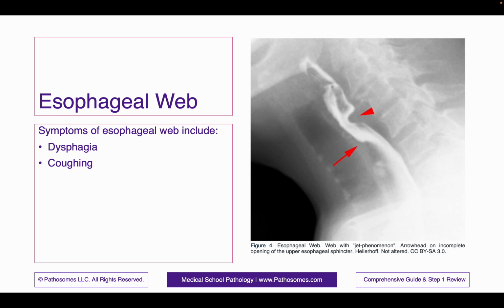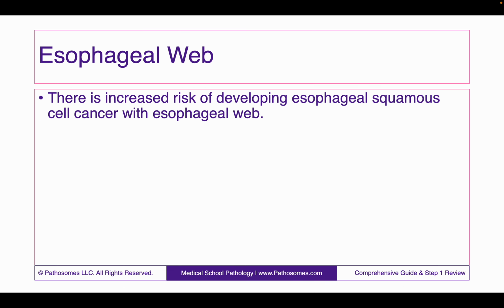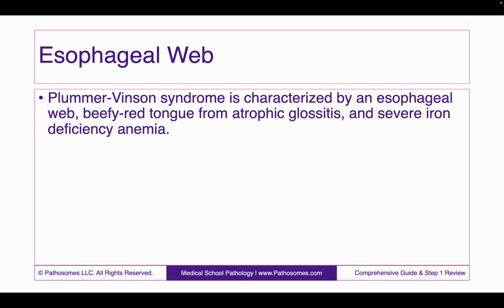Symptoms of esophageal web include dysphagia and coughing. There is increased risk of developing esophageal squamous cell carcinoma with esophageal webs. Plummer-Vinson syndrome is characterized by an esophageal web along with a beefy red tongue from atrophic glossitis and severe iron deficiency anemia. Would you expect that to be macrocytic or microcytic if given those two options? Right, microcytic, right?